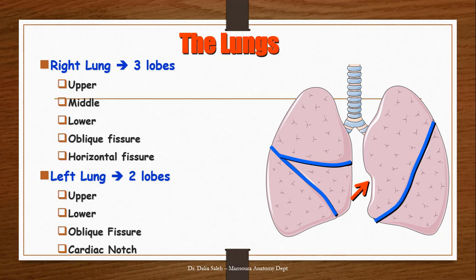The anterior border of the left lung curves a little bit laterally to form the cardiac notch. Below it, part of the upper lobe extends and forms the lingula.